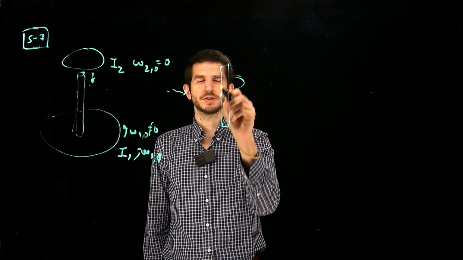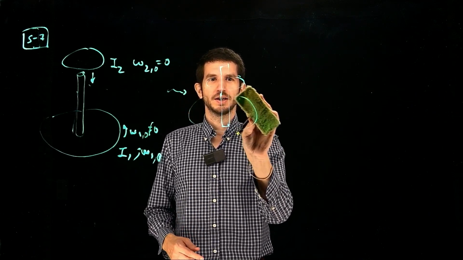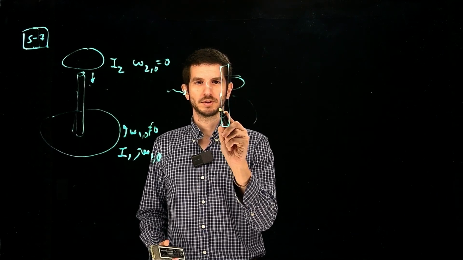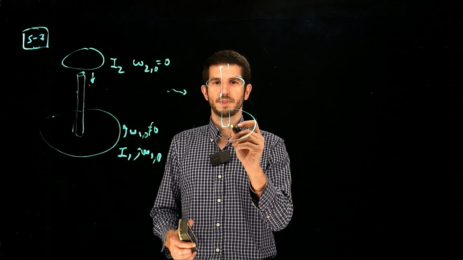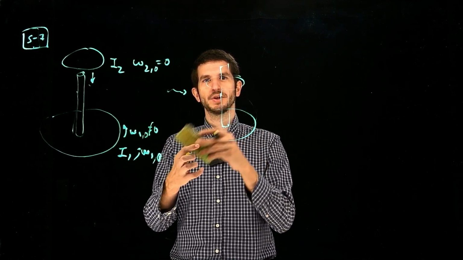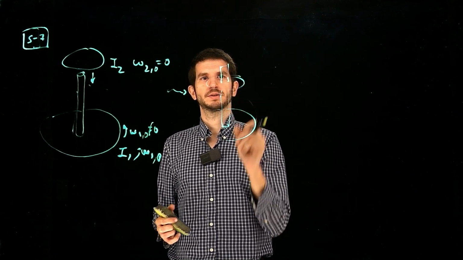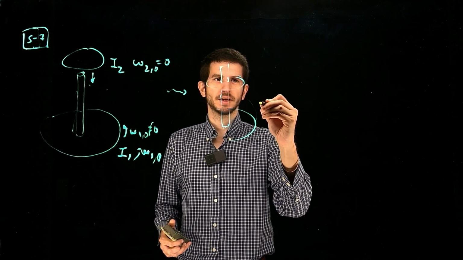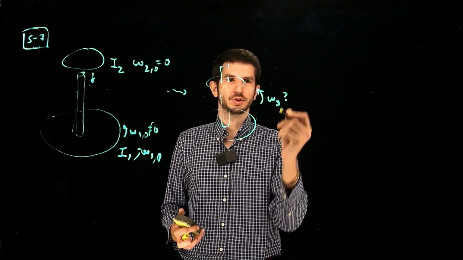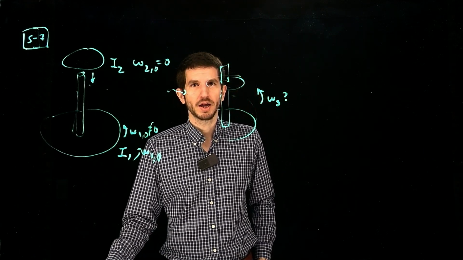Where I'm going to have this disk and the other disk, something like this. Now they're both moving as a single thing, and both are rotating now with omega sub 3, and we're asking what this omega sub 3 is. So it's a perfect scenario for conservation of angular momentum.